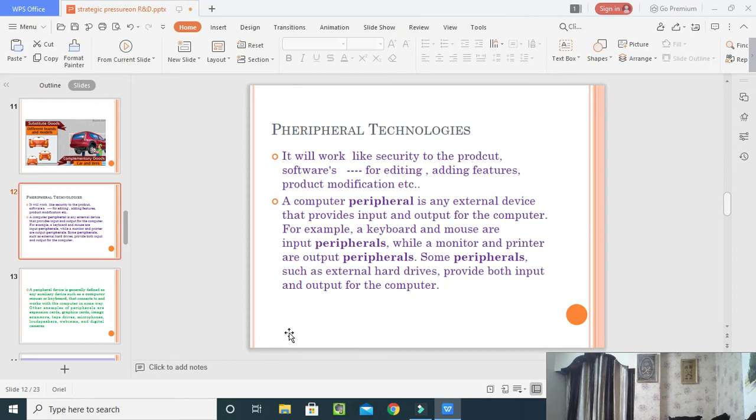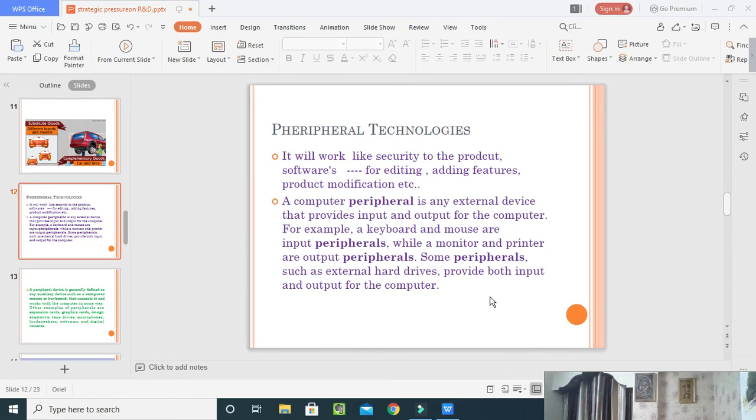It works like security for the product: software for editing, adding security features, product modification, etc. The main work of this technology is to act like security for the product. Whatever data we are saving, for example in the college, the biometric will be there. I can go and give my fingerprint, whereas other students can't come and give it, because it is totally safe. So the security within the biometric machine will be there.